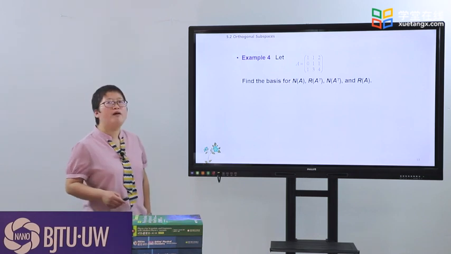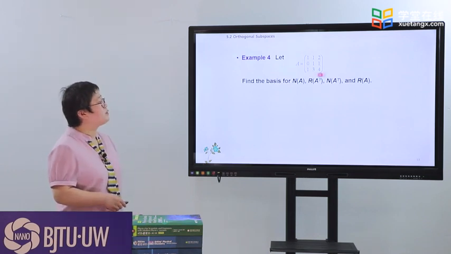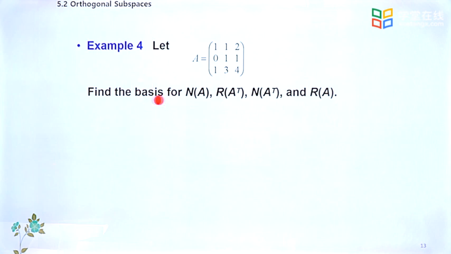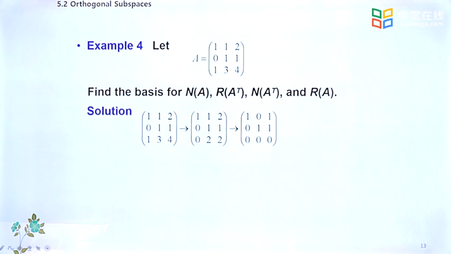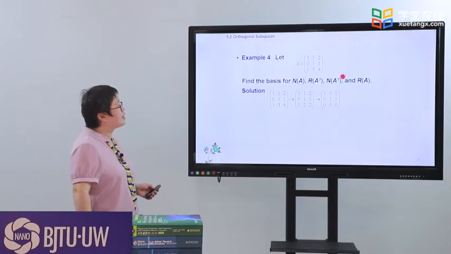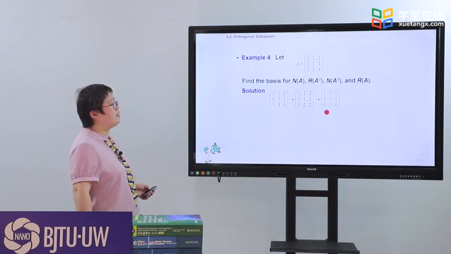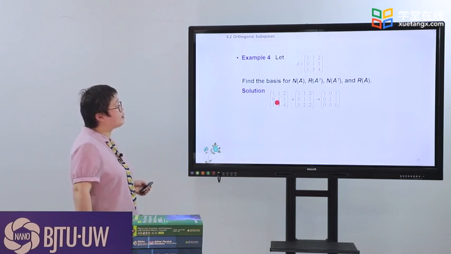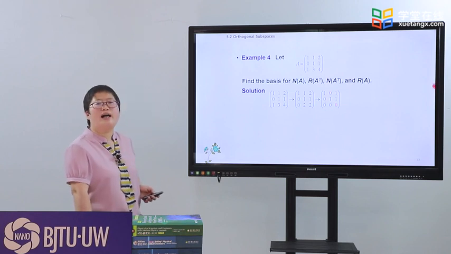Now we see example 4. Let A be a 3 by 3 matrix. We are asked to find a basis for the null space of A, the range of A transpose, the null space of A transpose, and the range of A. So it seems we need to do many computations to find the four bases for those subspaces. We can do it this way. Given this matrix A, we do Gaussian elimination. We try to reduce this matrix to reduced row echelon form.